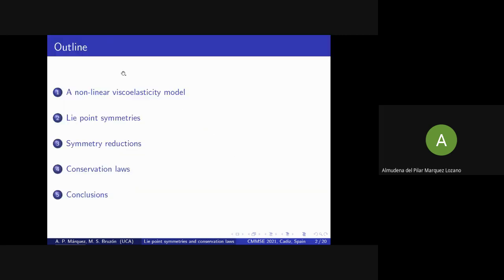The presentation is divided this way. Firstly, we present the equation we are going to study. Then we are going to find the Lie point symmetries of this equation. Afterwards, using the Lie point symmetries, we are going to obtain symmetry reductions to reduce the equation. Then we are also going to obtain conservation laws of this equation. And finally, we give some conclusions.